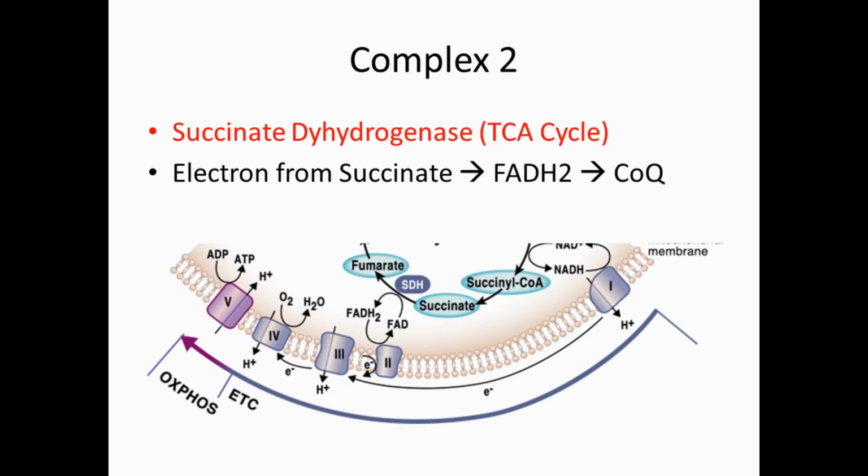So next is complex 2. Complex 2 is also called succinate dehydrogenase, which is also used in the TCA cycle. In this, electrons from succinate will transfer into FADH2, and those electrons from FADH2 will transfer into coenzyme Q. As you can see in the picture, complex 2, which is succinate dehydrogenase, is used in the TCA cycle and also in the electron transport chain.